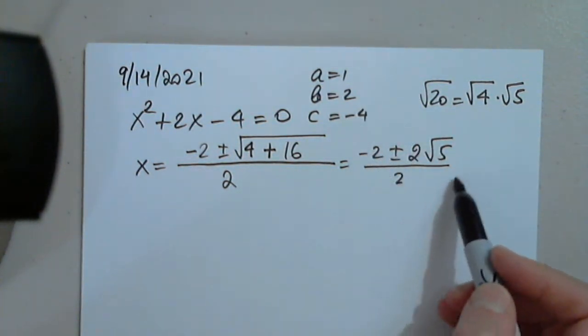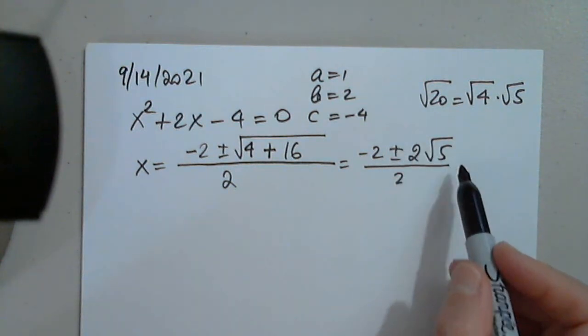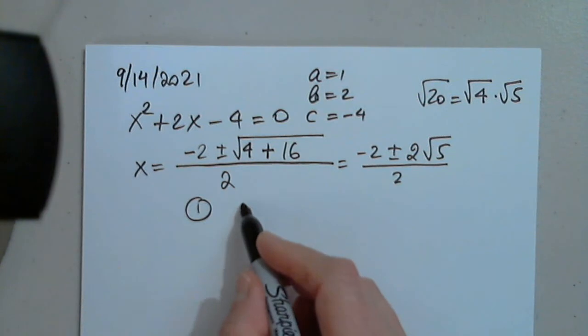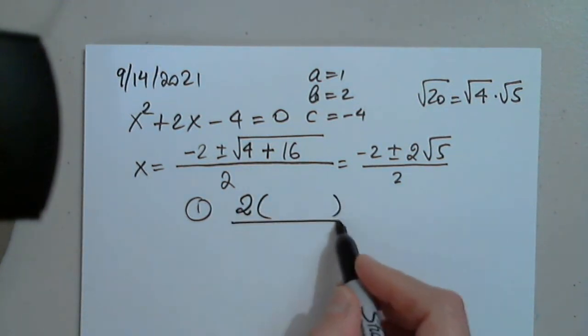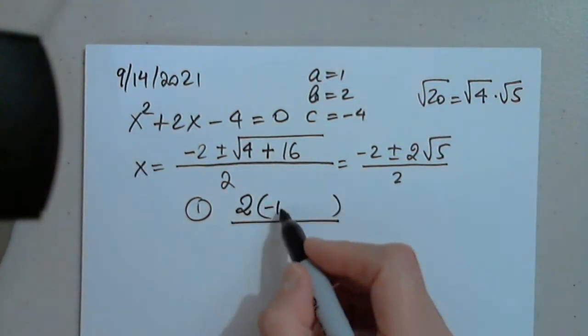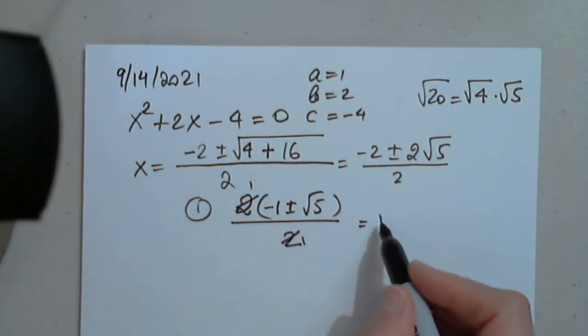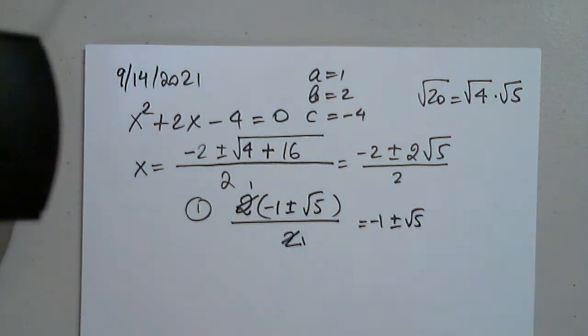Remember, we do not simplify in a sum. We have two options here. One option is I factor out 2 from the numerator, and I get negative 1 plus or minus the square root of 5, and I simplify, and I get negative 1 plus or minus the square root of 5.